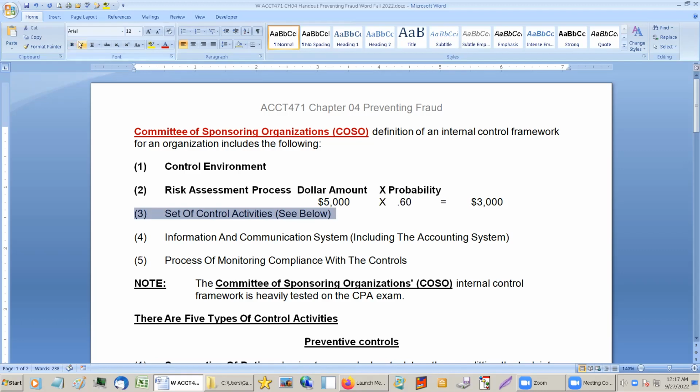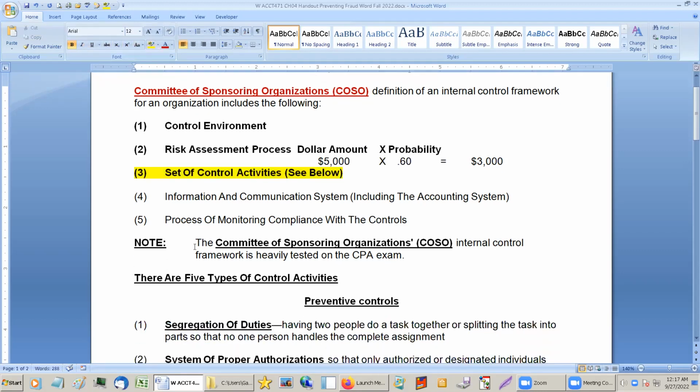Set of control activities, which we're going to spend some time on today. Information communication systems, including the accounting system. And the process of monitoring compliance with the controls. In other words, you put these controls in, how do you know that they're actually being done? You can't just put the controls in and assume they're working. There's going to be a monitoring of those controls.